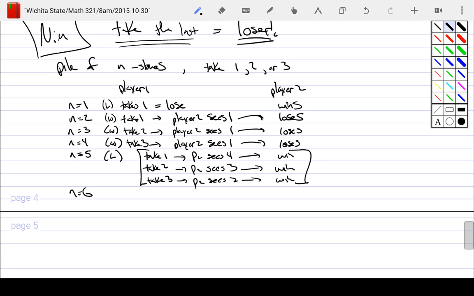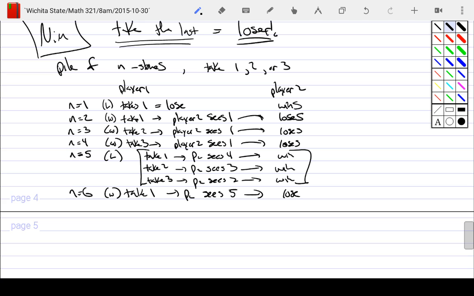N equal to 6. Now, what are the losing positions? If I see a 1, I lose. If I see a 5, I lose. Now I see a 6. What should I do? Make him see a 5, which is a loss. So that's what I'll do. I'll go ahead and take 1, which means player 2 sees a 5, but that means he loses, so that's a win for me.